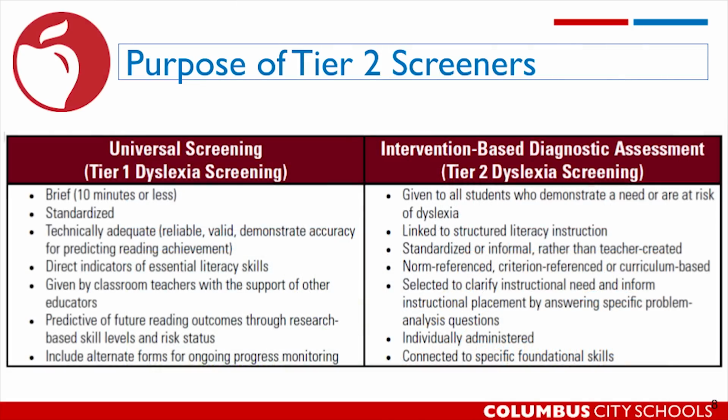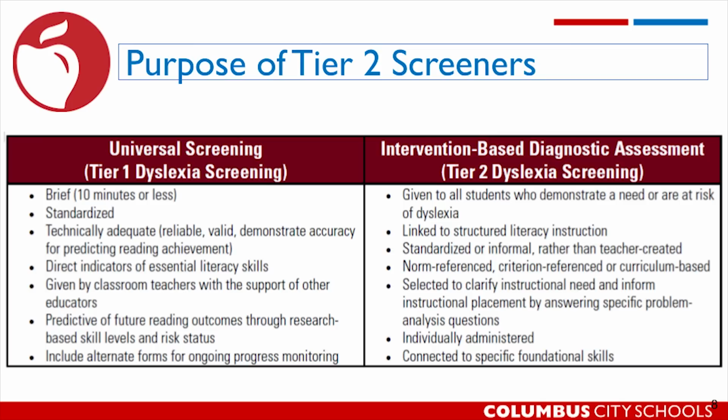The characteristics of these Tier 2 screeners required by law are that they are standardized or informal rather than teacher-created, specific and detailed, and that they are directly linked to the district's structured literacy intervention program. Along with the universal screening, or Tier 1, the additional screening results provide guidance on both the specific skills a student needs help with and adjustments to the intervention program.